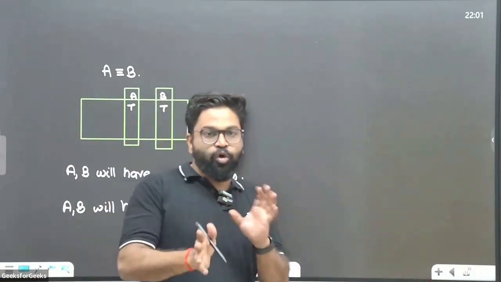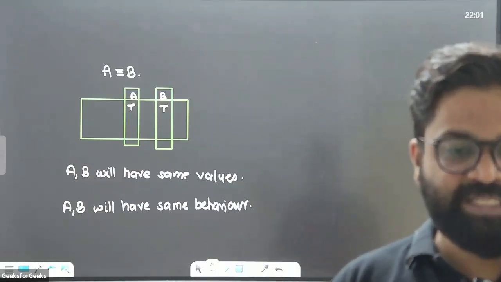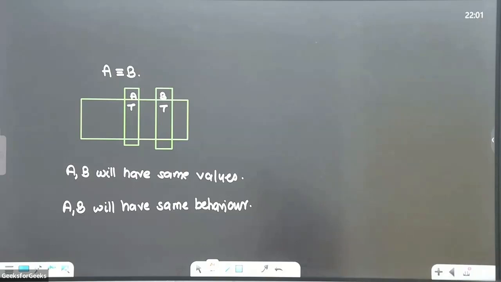So whenever two columns are the same or two things are having the same behavior, then we can say that they are logically equivalent to each other in mathematics, which is very, very simple.